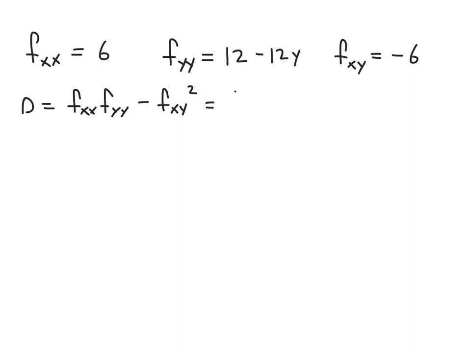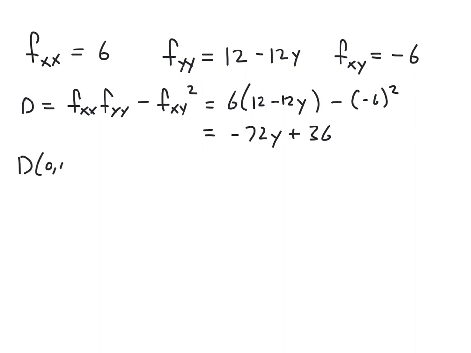So we end up with 6 times 12 minus 12y minus negative 6 squared. And so when we combine all of this, we're going to get negative 72y plus 36. So this will be our discriminant expression, that's negative 72y plus 36. Right? And so when we go to evaluate our discriminant at our two critical points, we just have to evaluate it at this particular one, or for this particular expression.